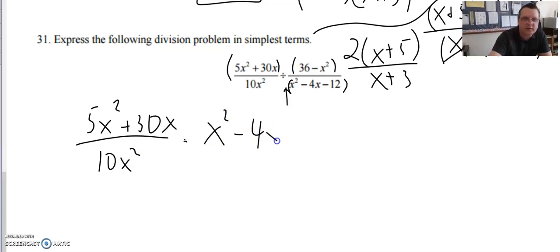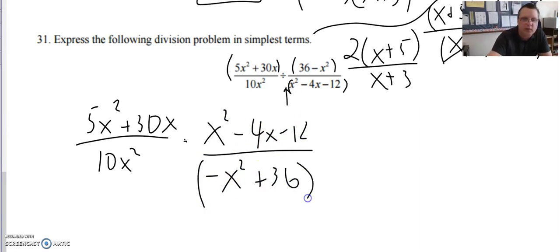So x squared minus 4x minus 12 in the numerator. And I'm going to rewrite this as negative x squared plus 36. And then put all the parentheses around them. So remember, if we have a negative x squared, we have to factor out a negative 1.